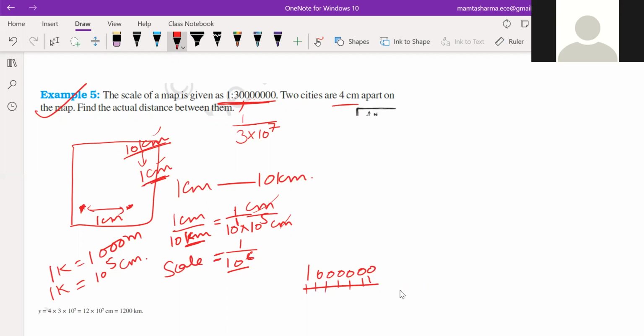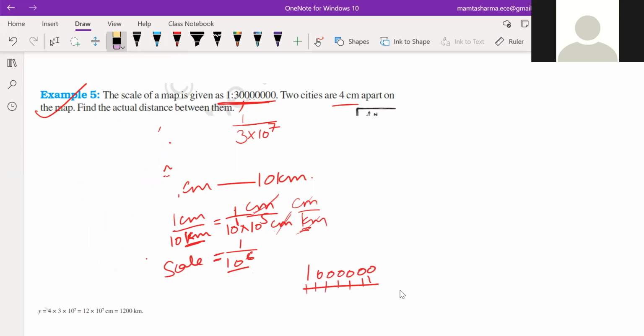Now the unit should also get cancelled. If the unit is the same, then only you can cancel the unit. You cannot cancel centimeter by kilometer. First convert this kilometer to centimeter, then the unit will be cancelled out. That is the important point from this example. Now solve this question, which is based on a similar concept.